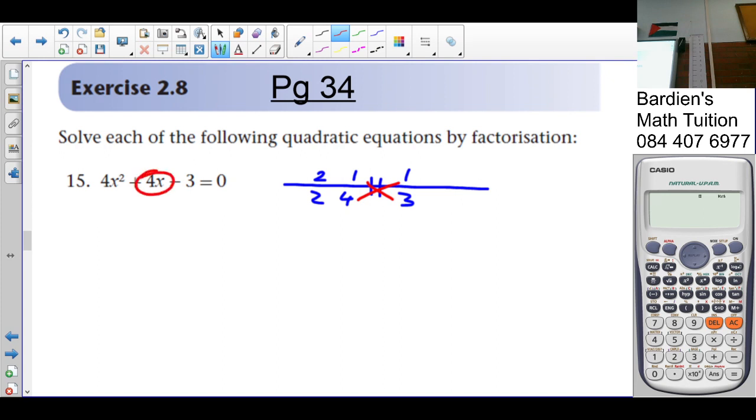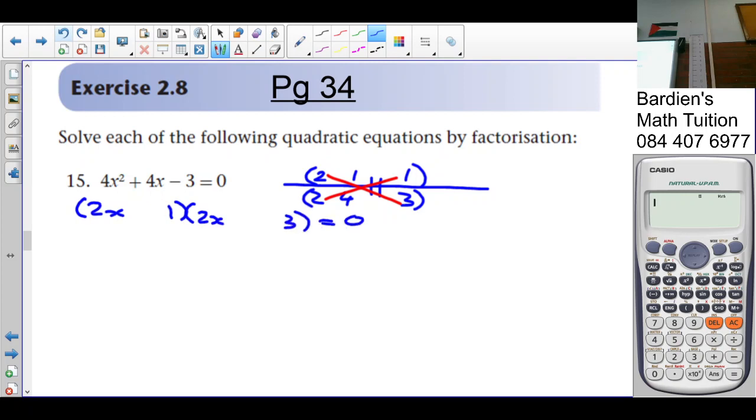I'm looking for 4. Okay? 2 times 3 is 6. 2 times 1 is 2. 6 minus 2 is 4. And that's what I'm looking for. So in the bracket goes a 2 and a 1, and a 2 and a 3.